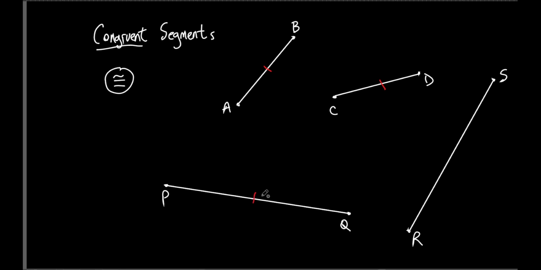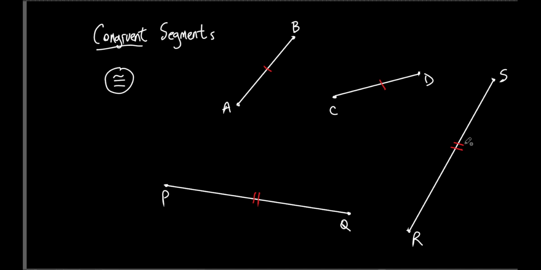So what do you think I'm going to do to show that these two are different than these two? I put two tick marks. Good. So if you take a look at this picture, you know that the ones with one tick mark are congruent, and the ones with two tick marks are congruent to each other. Everybody with me on that?